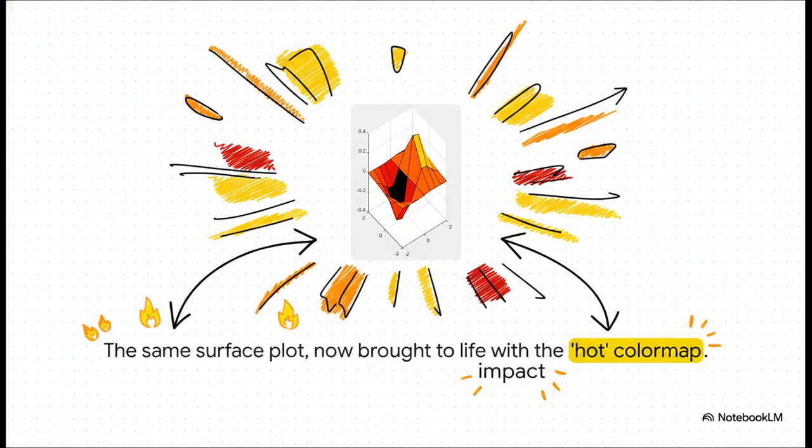And just look at the difference it makes. This is that same blocky plot from before, remember? But now, using the hot color map, it totally comes to life. You can instantly see where the peaks are. They're bright yellow, and the valleys are dark red. The color tells the story all by itself.